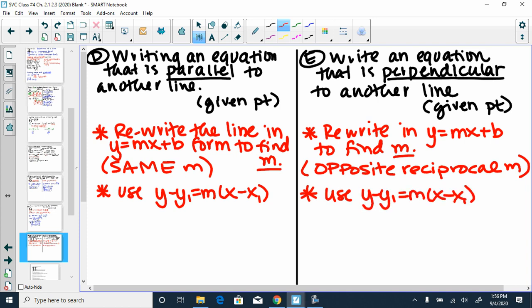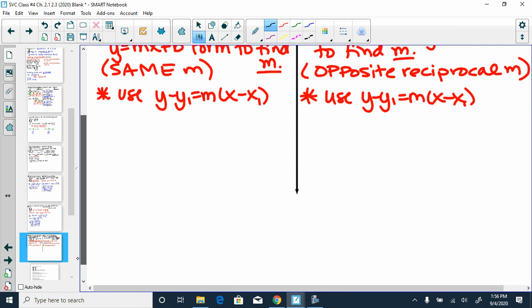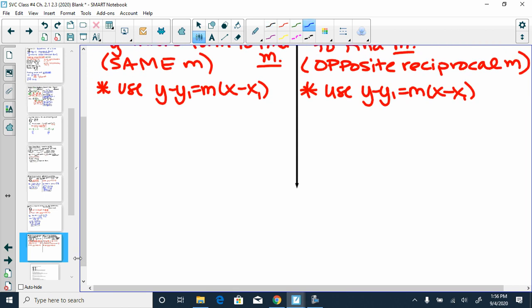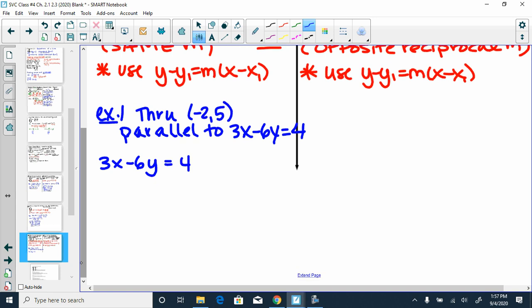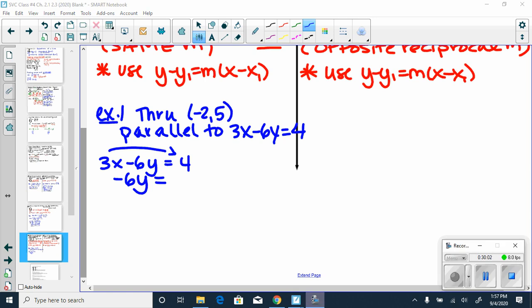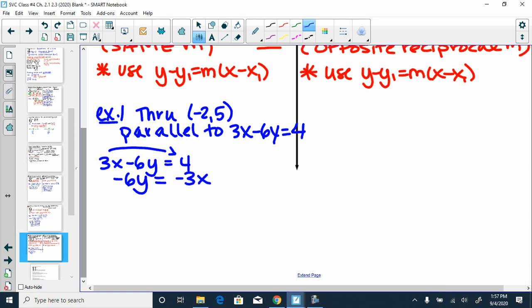All right, so let's look at some examples here. The first example is going to be write an equation. Remember, our directions are always write an equation. It's going to be through the point (-2, 5) and parallel to 3x minus 6y equals 4. So the first step is to take the equation 3x minus 6y equals 4 and find the slope of that. I'm going to have to move the x to the other side, so once I move the x to the other side, I make it negative.